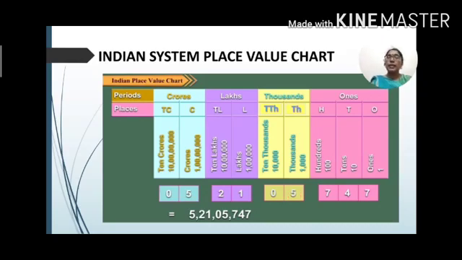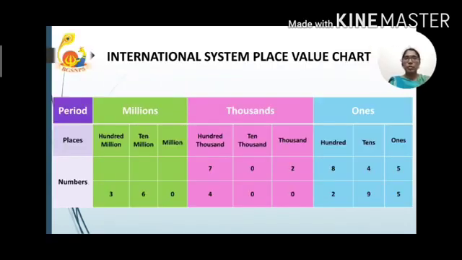Now let us see the next system place value chart. What is another system place value chart? It's nothing but the international system place value chart, children. International system place value chart. But here also, like the Indian system place value chart, you have periods and places. So what periods do you have? Ones period, thousands period, millions period. But in the Indian system you have lakhs period and crores period, right?